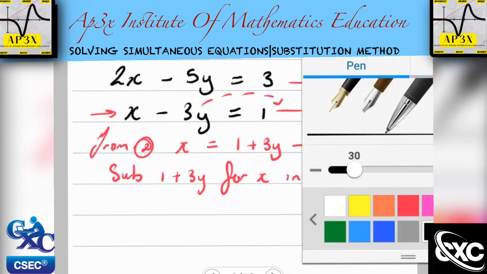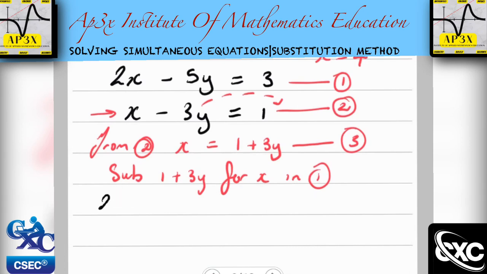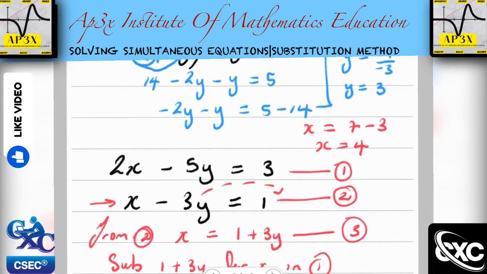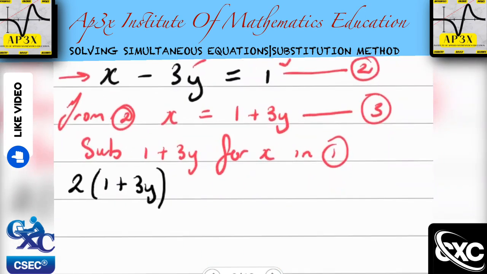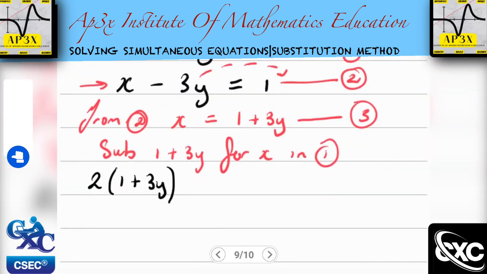We're going to say then 2 open bracket 1 plus 3y. Remember that when you're dealing with a binomial expression such as 1 plus 3y, or something like 7 minus y, you have to put them in a bracket because the number on the outside will be distributed with the terms on the inside, or both of the terms. So 2 open bracket 1 plus 3y close bracket minus 5y equals 3.